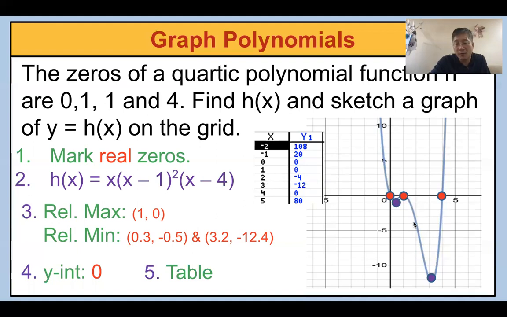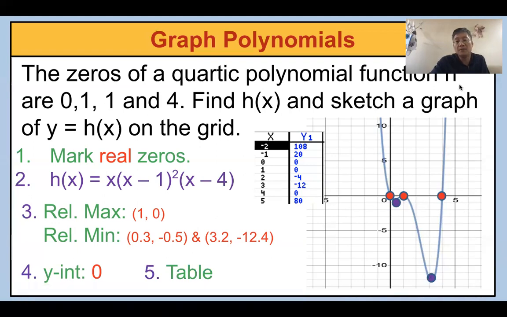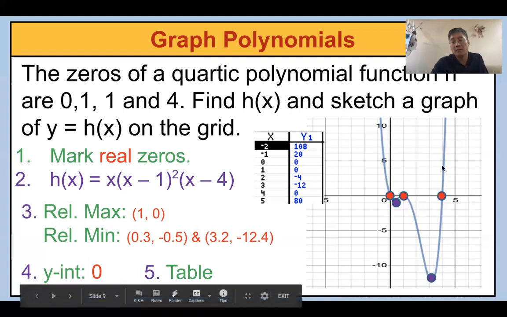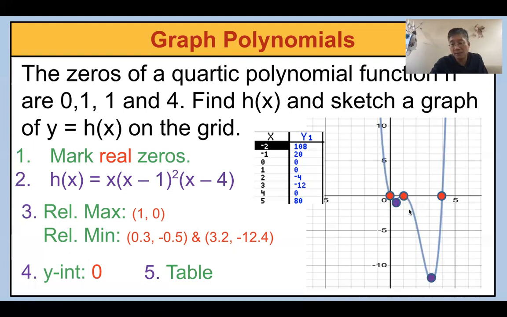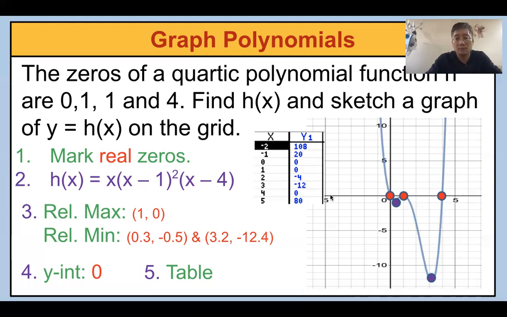2 is negative 4. You can plot the point, negative 4. And 3 is negative 12. It's a little bit here, right? And then you know that negative 12.4 is down here. And 4 is 0 again. 5 is 80, but you cannot reach the 80. So put the arrows over here and connect like this. Don't use a straight line. It's a curve, turn, like this. And then you are done. You understand, right? Okay, we'll stop here.